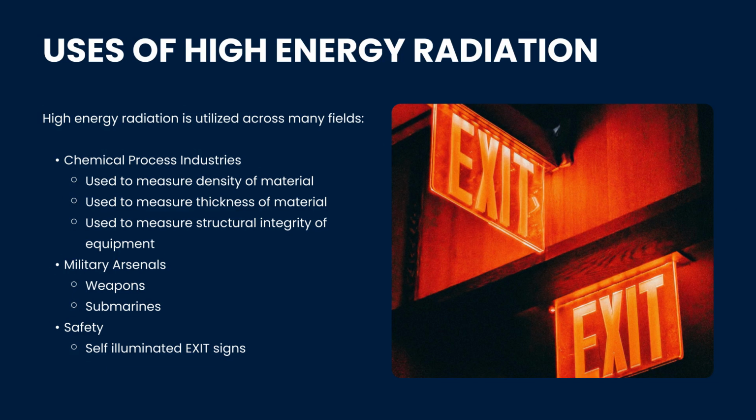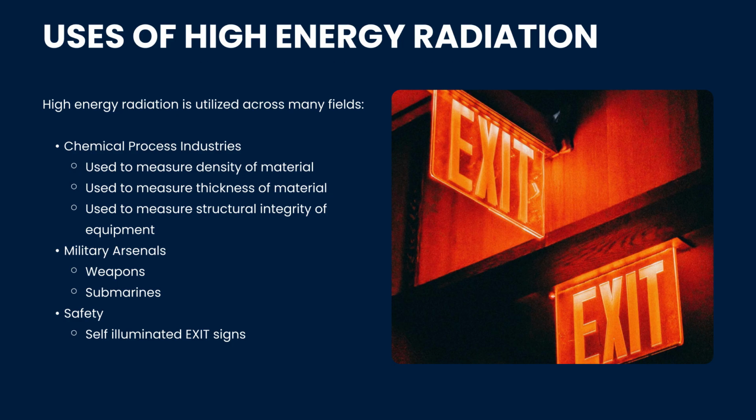Radiation also plays a key role in more specialized applications. In chemical processing industries, it's used to evaluate material density, thickness, and structural integrity. It's also used in military applications, including weapon systems and submarines. In safety systems, radiation is used in devices like self-illuminated exit signs. These examples highlight how common radiation use is across different industries.